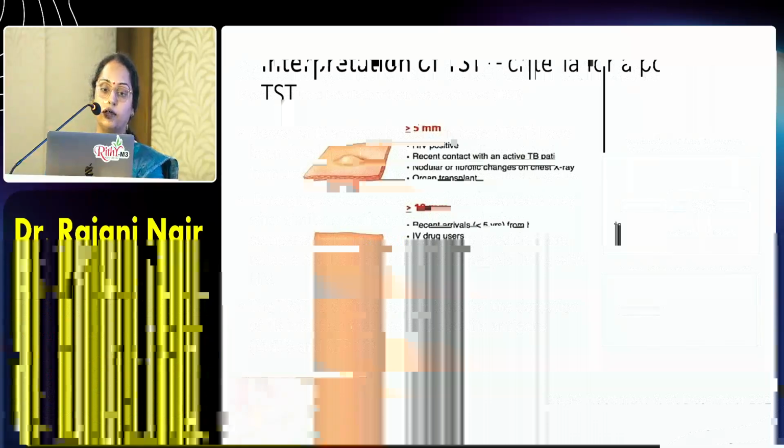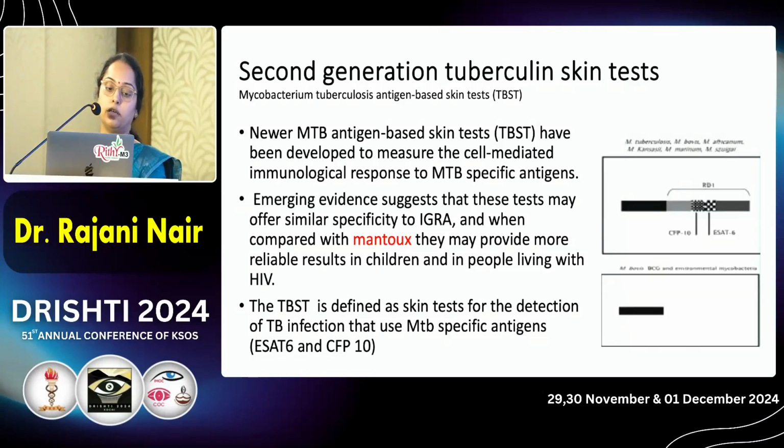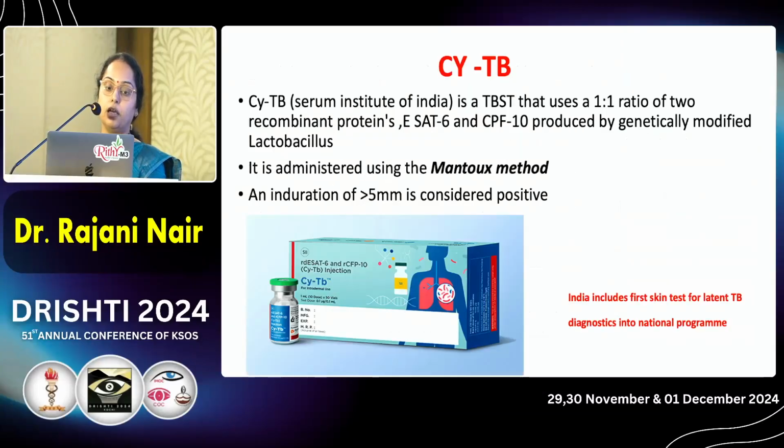ESAT6 and CFP10. Emerging evidence suggests that these tests may offer similar specificity to IGRA, and when compared with Mantoux, they may provide more reliable results in children and in people living with HIV. CYTB is one of these tests. It's developed by the Serum Institute of India, and it uses a 1:1 ratio of two recombinant proteins, the ESAT6 and CFP10. It is administered by the same intradermal method, but induration of greater than 5 millimeters is considered positive regardless of the immune status of the patient.